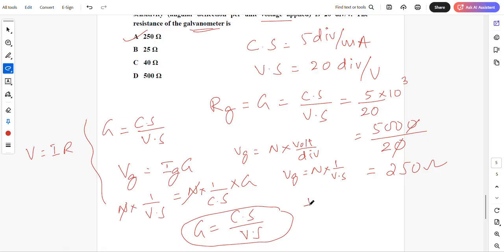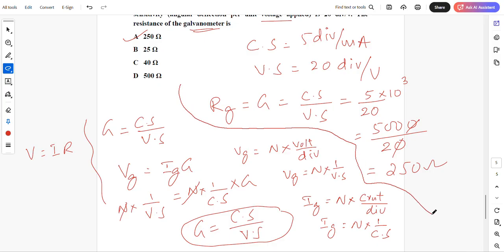Similarly, what is Ig? Ig is equal to total number of divisions into current per division. Ig is equal to N into the reciprocal of deflection per unit current, which is current sensitivity. So it is into 1 by current sensitivity. Therefore, here G is equal to Cs by Vs. If you remember this directly in one step, you can do this sum.